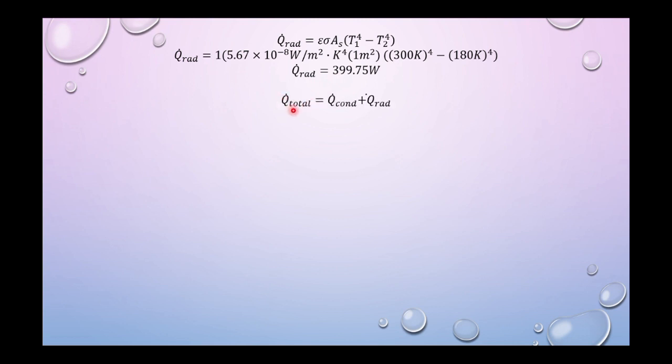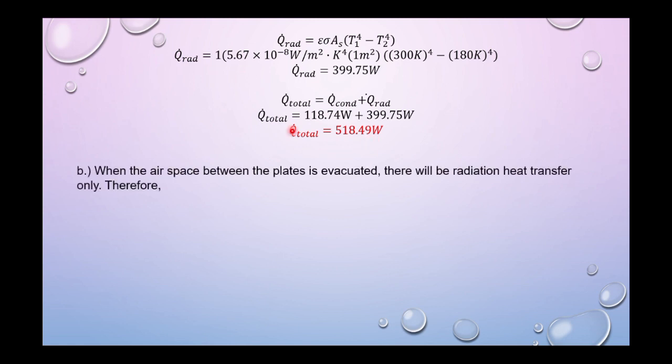Since we have the Q rad and the Q conduction, next, the Q total is equal to Q conduction plus Q rad. So Q total is equal to 118.74 watts plus 399.75 watts. So add. So our Q total is equal to 518.49 watts. Next, when the airspace between the plates is evacuated, there will be radiation heat transfer only. Therefore, our Q total is equal to Q rad. So Q rad is equal to 399.75 watts, when the airspace between the plates is evacuated.